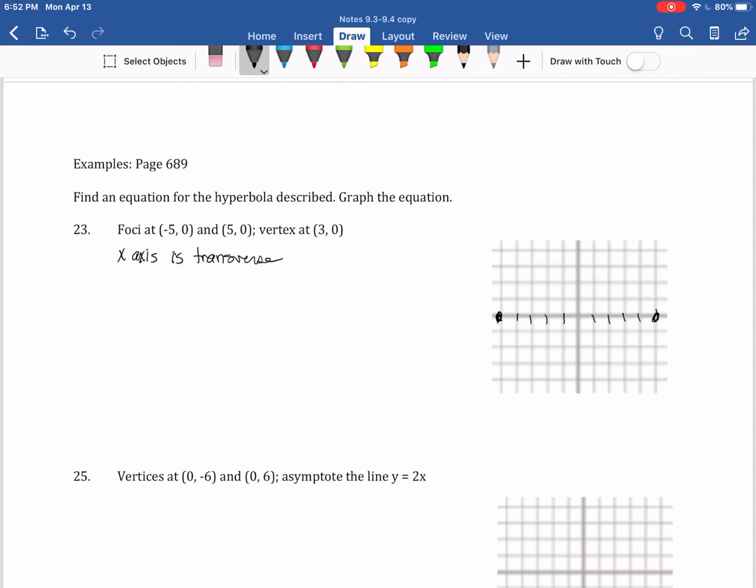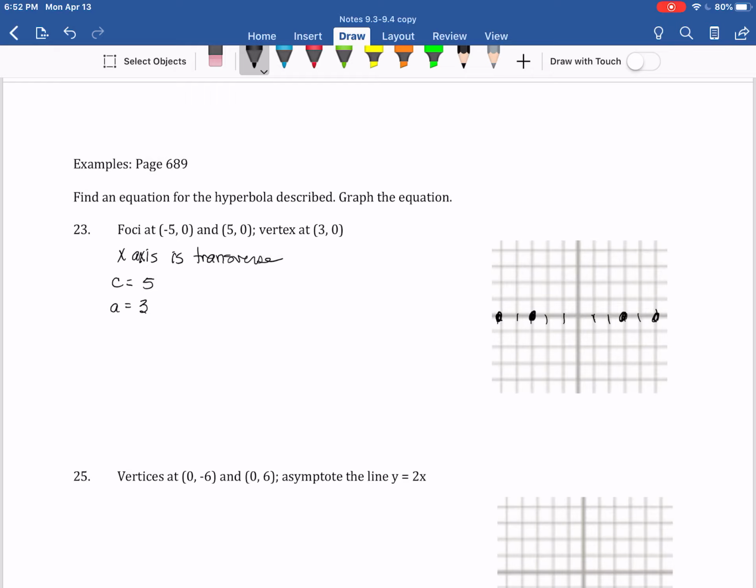So I'll use the book's terminology. It's the transverse axis, the x-axis. The value of c is the distance from the center to your focus points. That value is 5. It does have a vertex at 3, 0. 1, 2, 3, 0 is a vertex. So I would want to notice that the other vertex is at negative 3, 0, right? Because they're the same distance from the center. And that tells you the value of a. A is 3. That's the distance from the center to the vertices.